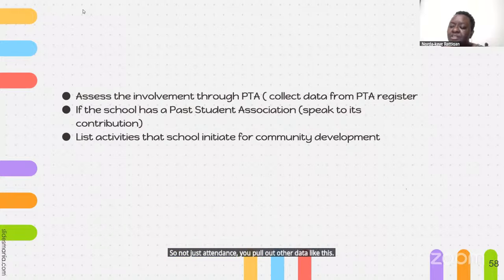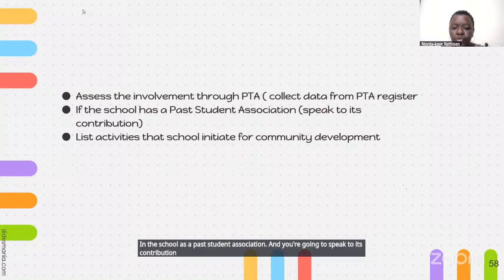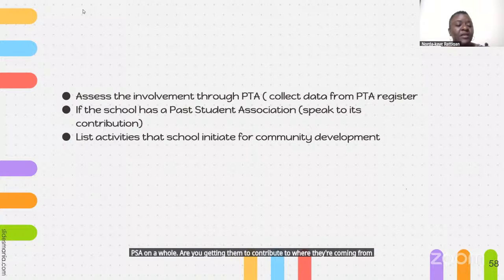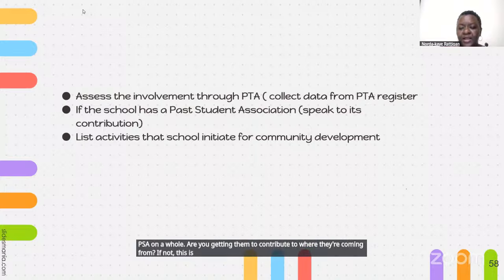If the school has a past student association, you're going to speak to its contribution to the school. So the old boys and the old girls, and if it's not a boys and girls school, just the PSA as a whole. Are you getting them to contribute to where they're coming from? If not, this is something that you need to look at in your SIP baseline data. The school has no past student association.